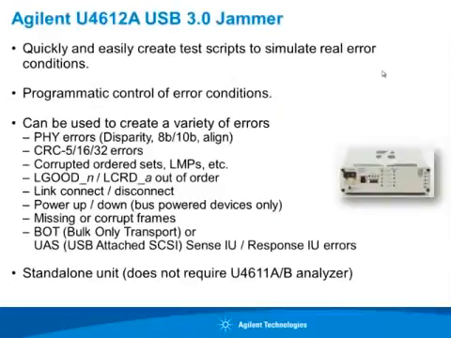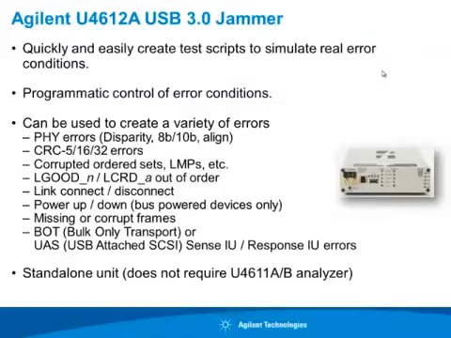For doing this, we are using the Agilent U4612A USB jammer, which uses quick and easy test scripts to generate error conditions, giving you programmatic control of those conditions. They can be used to inject errors, whether they're physical errors, 10B errors, or alignment problems, or injecting CRC errors into the packets themselves, corrupting the ordered sets of the link management protocol, or putting link good and link credit commands out of order, controlling the power interface, the VBus power on USB for self-powered devices.